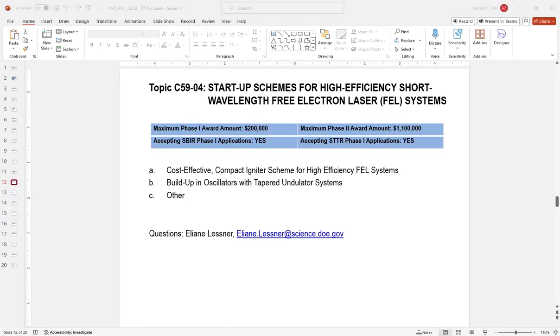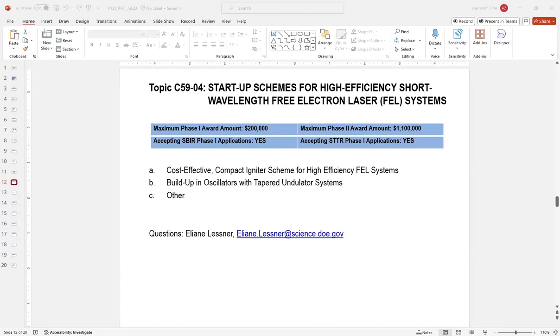Proposals for a seeding method without a path to high efficiency and compactness will be considered non-responsive. The main innovations here are related to beam and radiation manipulation schemes compatible with high efficiency FEL at shorter wavelengths. We're not interested in laser development for seeding since they will be wavelength specific and then not easily scalable.